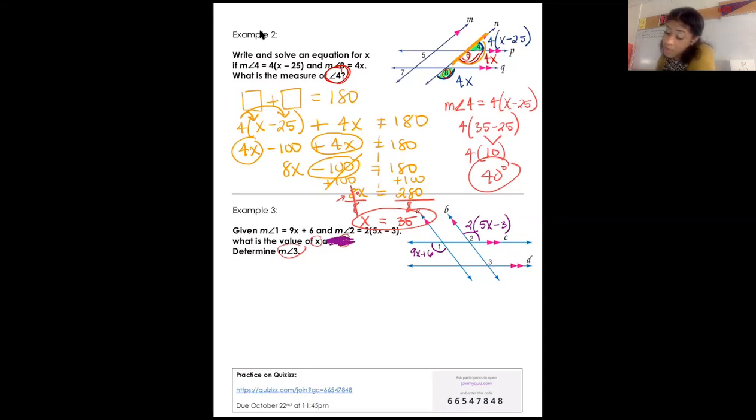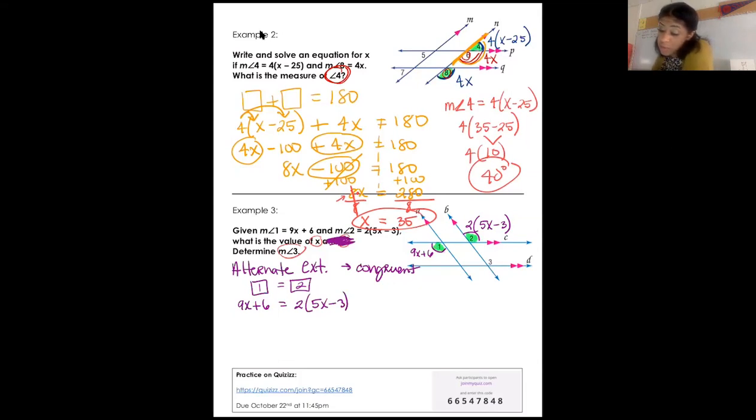So 1 and 3, what kind of relationship do those have? Look at your notes from last time. Those are alternate exterior angles. And alternate exterior angles are congruent. So we're using this formula where they're equal to each other. So the measure of angle 1 has to equal the measure of angle 2. Angle 1 is 9x plus 6 equal to 2 parentheses 5x minus 3.